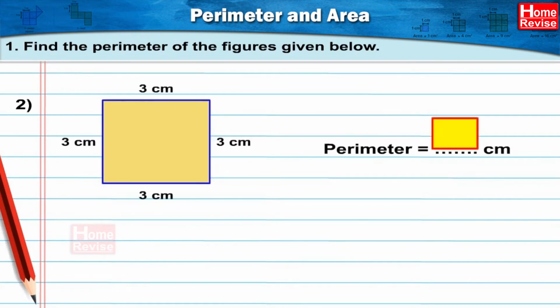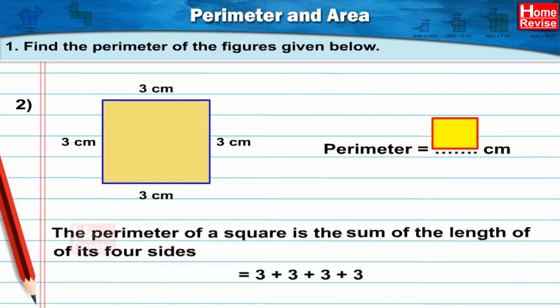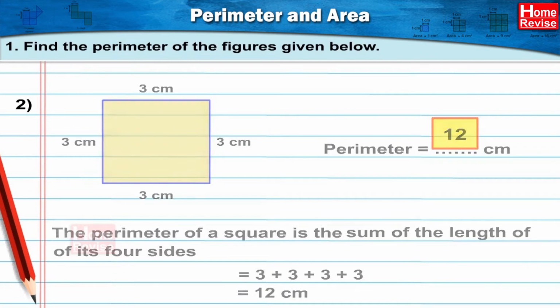Number 2. It is a square and all of its sides are 3 cm long. Now the perimeter of a square is the sum of the length of its four sides. So it is 3 plus 3 plus 3 plus 3, which is equal to 12 cm. So perimeter is equal to 12 cm.